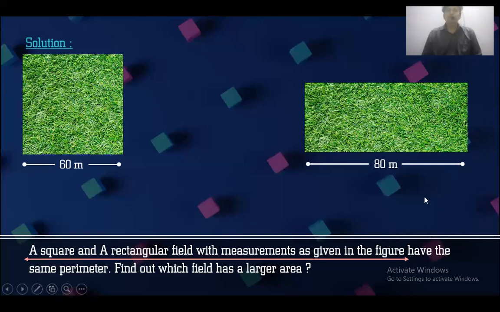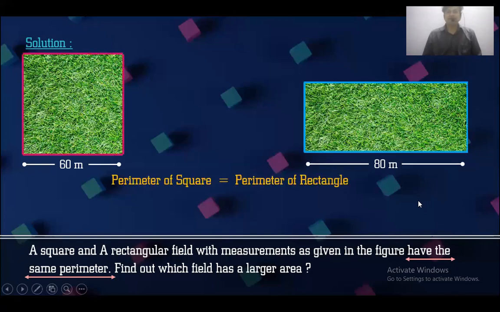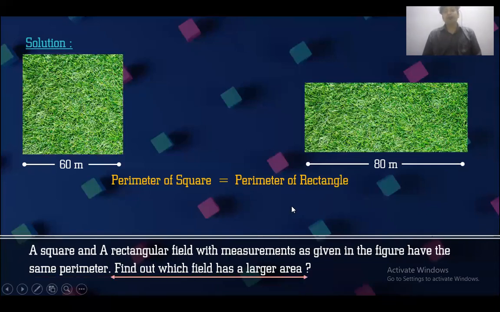Okay, so now let's see what else is given. Have the same perimeter, meaning both the square and rectangle have the same boundary length, meaning the perimeter of the square is equal to the perimeter of the rectangle. Okay. So we have written this data in this manner. Perimeter of square is equal to perimeter of rectangle. But if you see the question, what is asked? Find out which field has the larger area. Data is given about the perimeter, but the question is asked about the area.